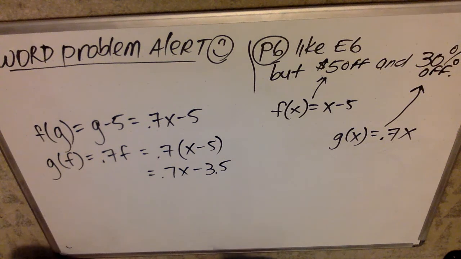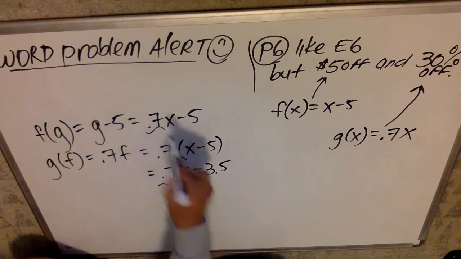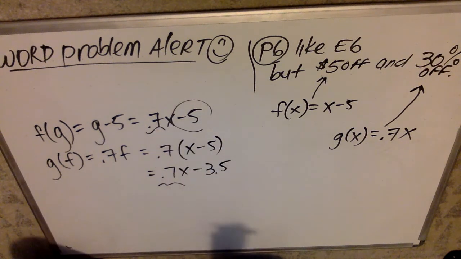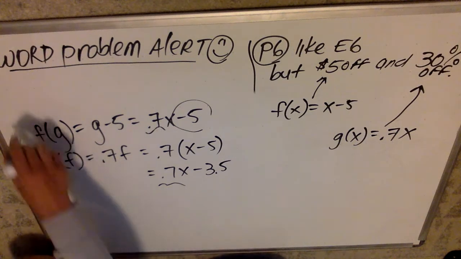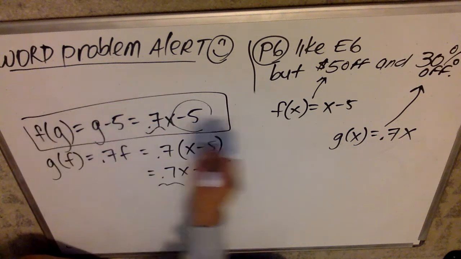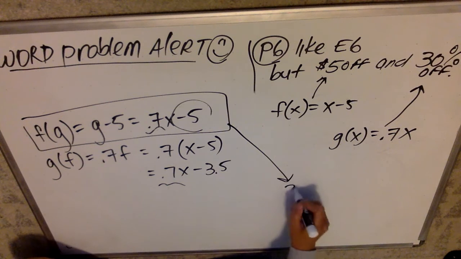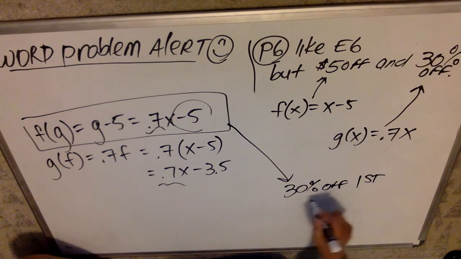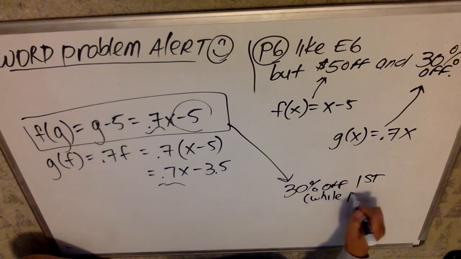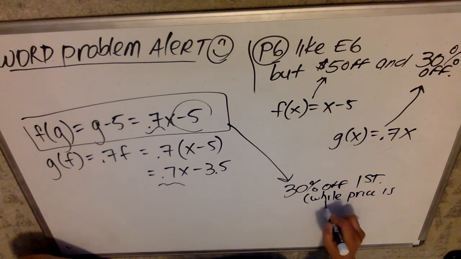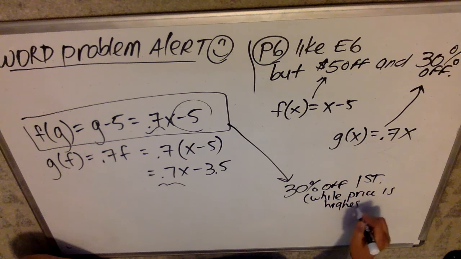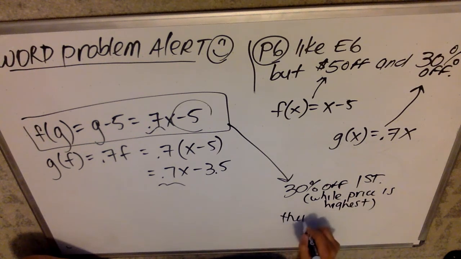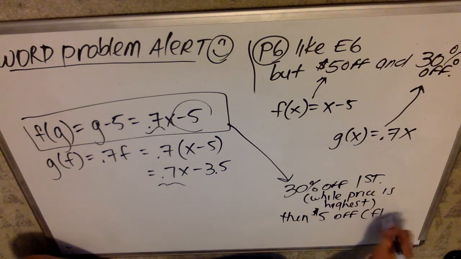So again, same argument. This price is the same as this price. It's better to take $5 off than $3.50. So you want to do the 30% off first while the price is highest, right? And then take off the $5 because that's a flat rate, right? That's a flat fee that you're taking off.